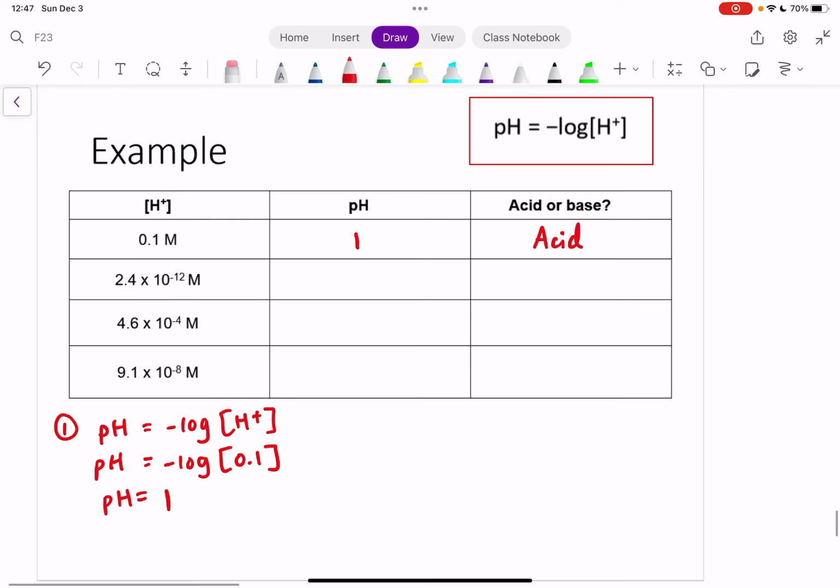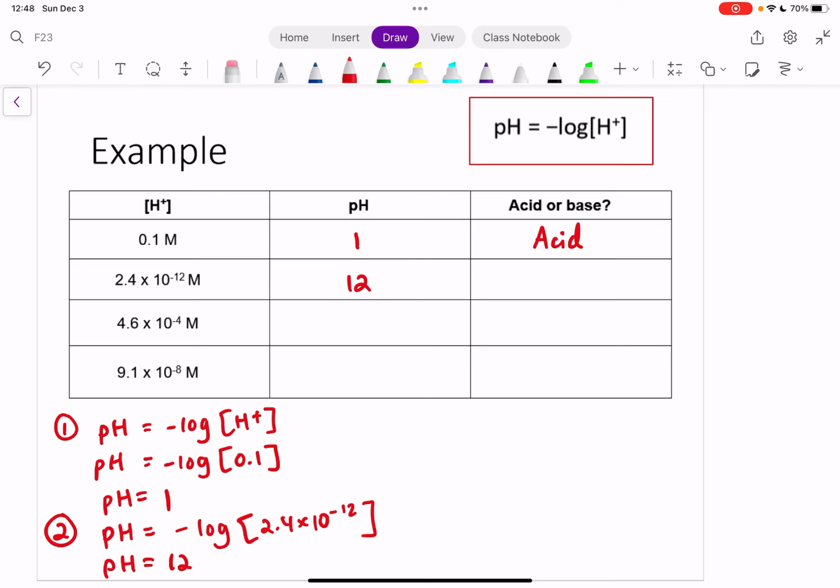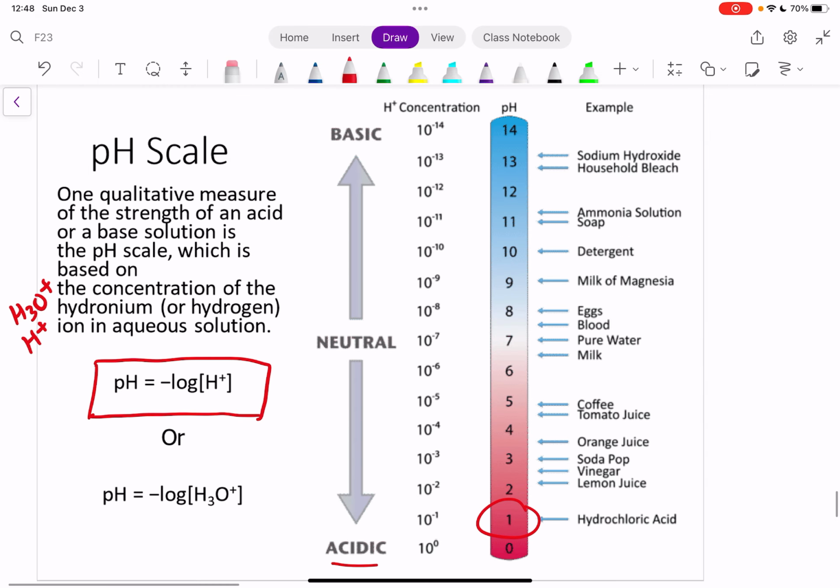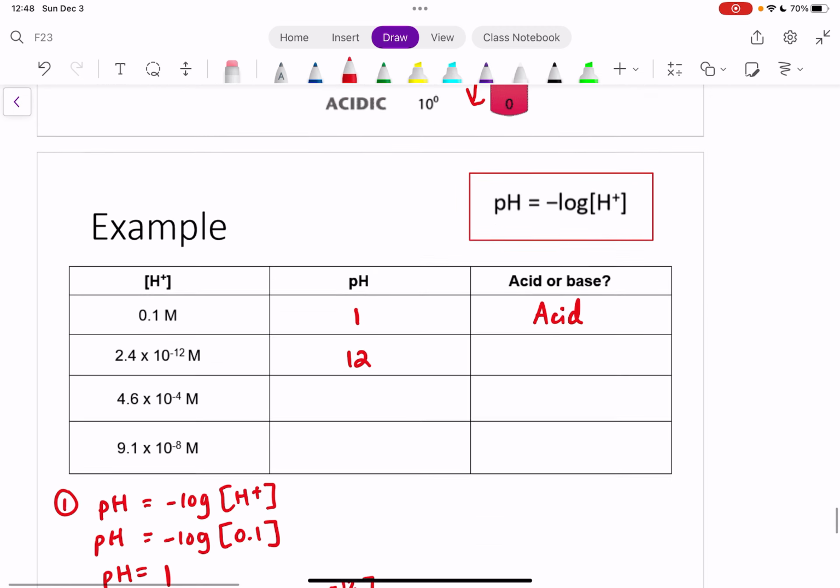All right, let's try our next one here. So we'll just do this down below, and we've got pH equals the negative log of our H plus concentration, which in this case is 2.4 times 10 to the negative 12. So we'll plug that into our calculator, and you get a pH of around 12. All right, is that an acid or a base? Let's check. 12 is all the way up here, so that's going to be basic, right? Anything above 7 is considered basic, and anything below 7 is acidic. Okay, so this one's going to be a base.